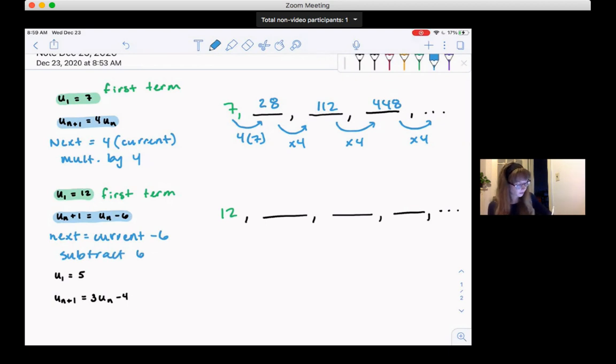So if I'm at 12, to get to the next term, I'm going to do 12 minus 6. So that's 6. Then to get to the next term, I'm going to do 6 minus 6, which is 0. Then to get to the next term, we'll do 0 minus 6, so that's negative 6. And to keep going, you would keep subtracting 6. Subtract 6, subtract 6, subtract 6. And that's how you keep going out in your sequence.